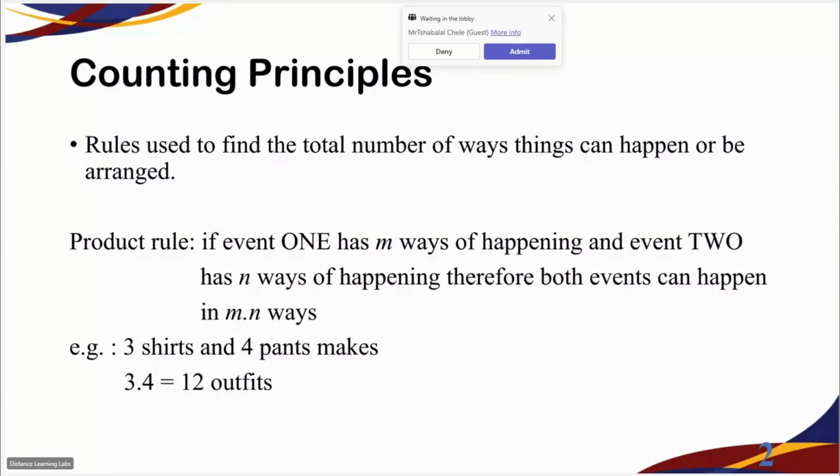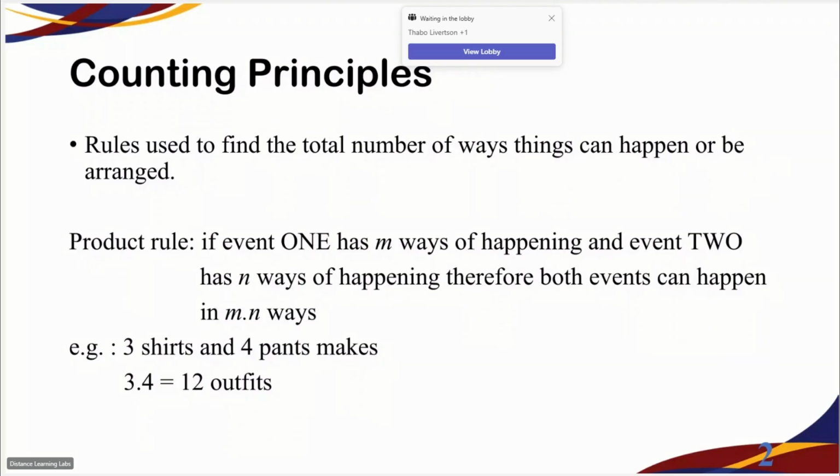For example, for this first rule, the product rule, if I have 3 shirts and 4 pens, therefore event one is 3 shirts, event two is 4 pens. The total number of outfits that can be made using those shirts and pens would be 3 multiplied by 4 ways, which is 12 ways. Therefore, if one has 3 shirts and 4 pens, the total number of outfits that can be made by those 2 items would be 12 outfits. This would be the first rule that we have, which is referred to as the product rule.